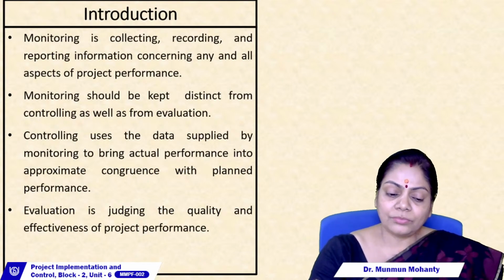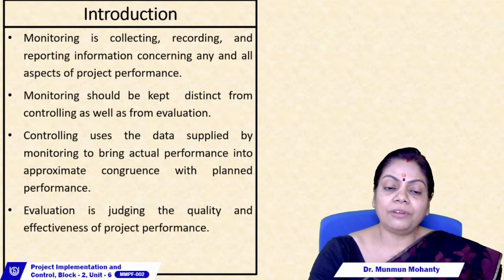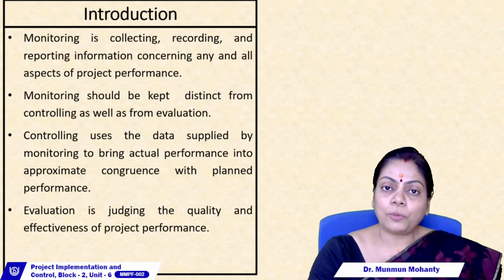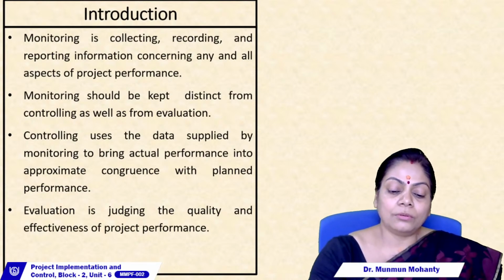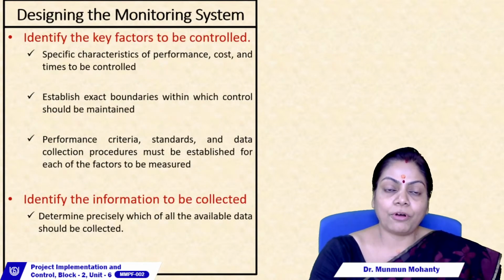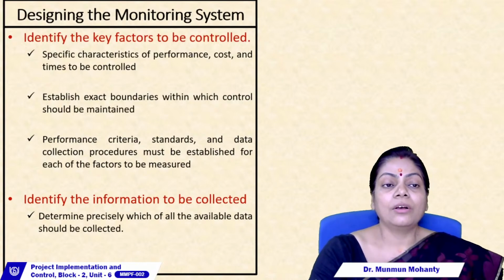Whereas evaluation is about reaching judgments, through evaluation, about the quality and effectiveness of the project performance. So when we are talking about project performance, the first is monitoring, the second one is controlling, and then the evaluation. Now, how do we design a monitoring system which will perform so that our planned performance and actual performance actually converge?